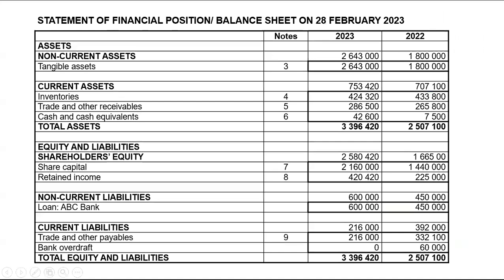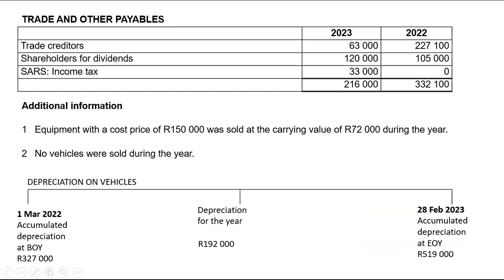Let's go to trade and other payables. Again, I can't take trade and other payables that is given to me under the statement of financial position. They need to break it down because trade and other payables might include sales income tax as well as shareholders for dividends and accrued expense that relates to interest on loan. And those three items, we need to exclude them when we compare our trade and other payables for the current year and the previous year.